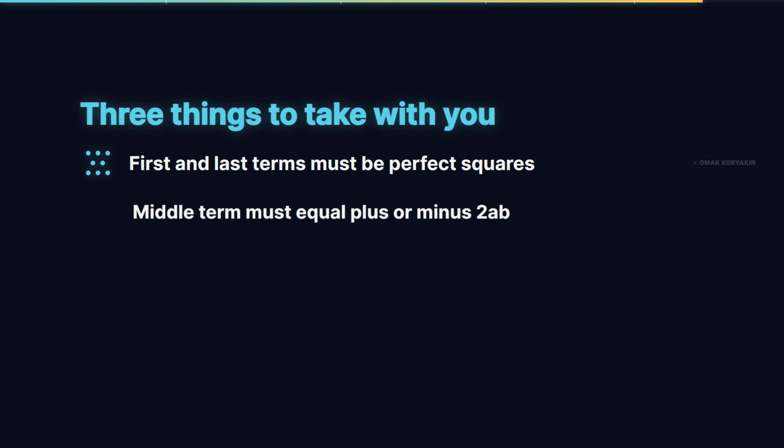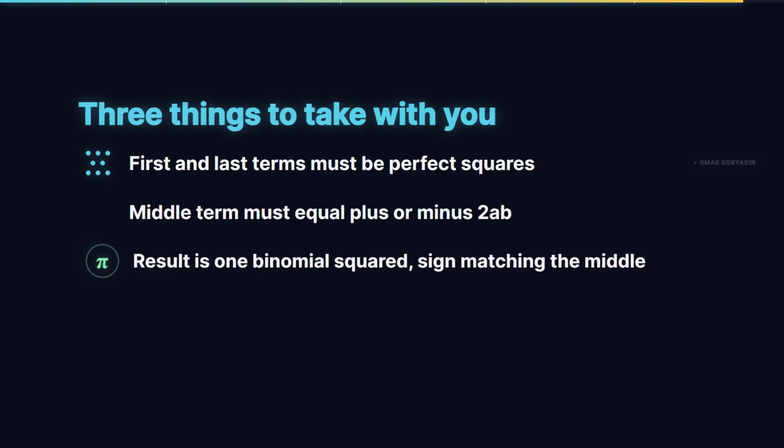The middle term must equal plus or minus 2 times a times b, where a and b are the square roots from the first test. Compute 2 times a times b, then compare it against the middle term. Match means perfect square, mismatch means try a different factoring tool.